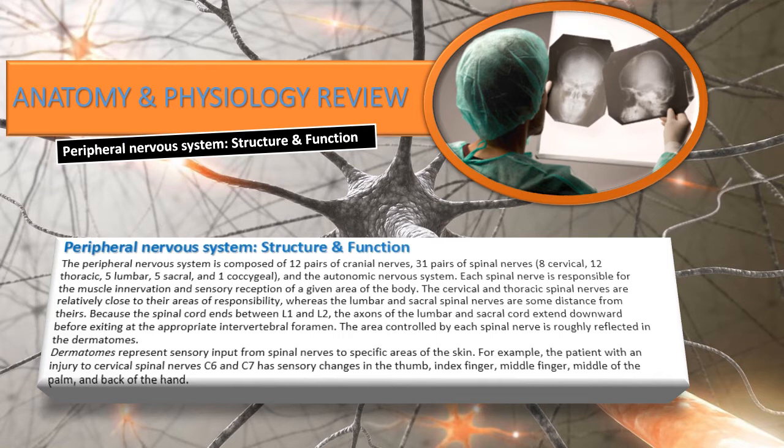Okay, dermatomes. Dermatomes represent sensory input from spinal nerves to specific areas of the skin. For example, the patient with an injury to cervical spinal nerves C6 and C7 has sensory changes in the thumb and in the index finger, in the middle finger, and the palm and the back of the hand.